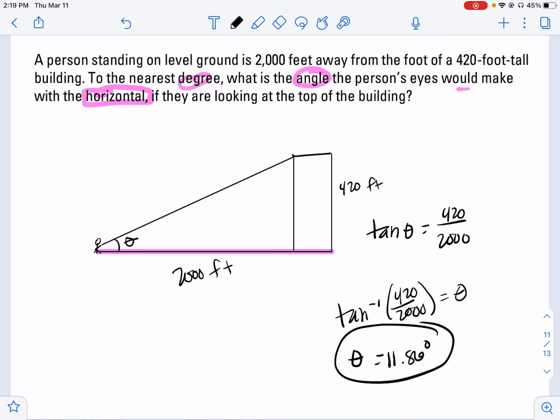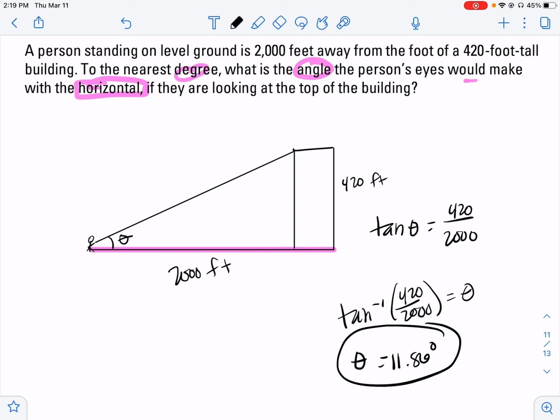So that actually isn't that high. Standing far enough away, in order to see the top of the building, they don't have to look too far up. They're not actually straining their neck too much. And so that is doing an application. It's making sure you can draw the picture and then think critically about where your angle is going to go.